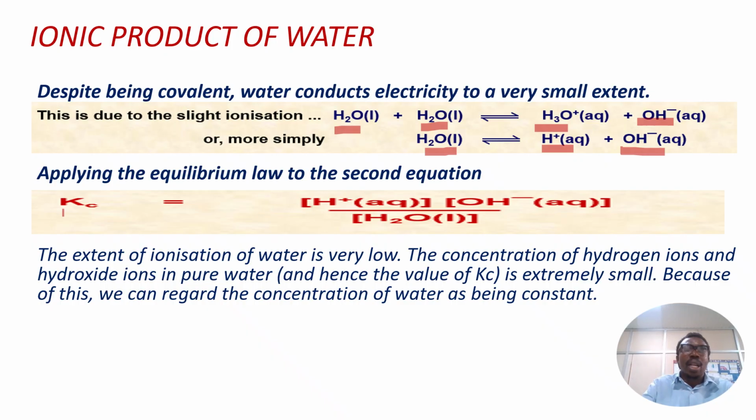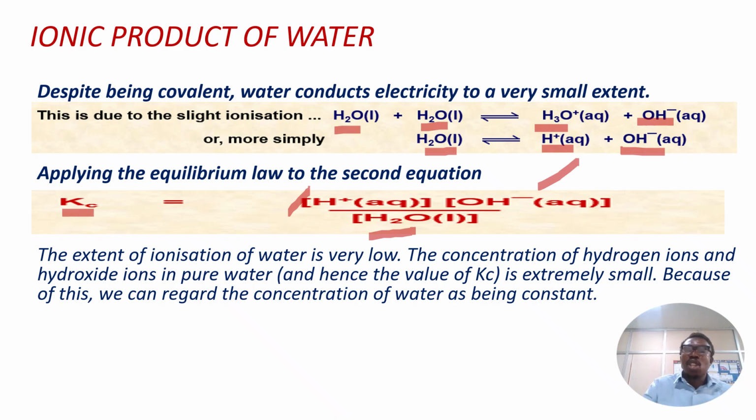Now, applying the equilibrium law to the second equation, the equilibrium constant is product over reactant. So the equilibrium constant Kc is equal to the concentration of the hydrogen ion multiplied by the concentration of hydroxide ion, divided by the concentration of what? Water. Now, the extent of ionization of water is very low because water is a weak acid and also a weak base. So the extent of ionization is very low.